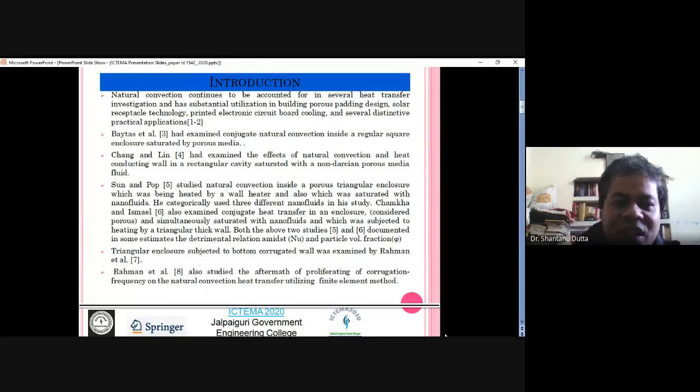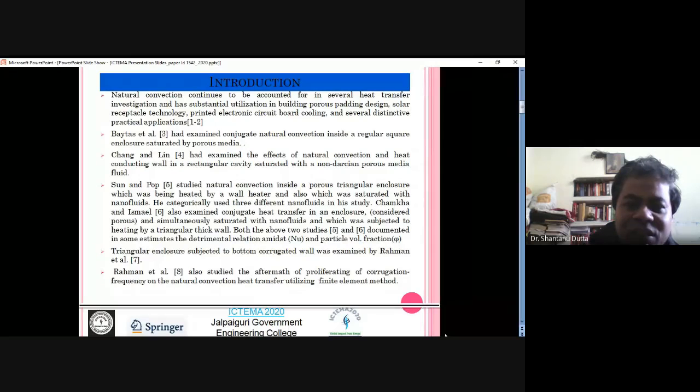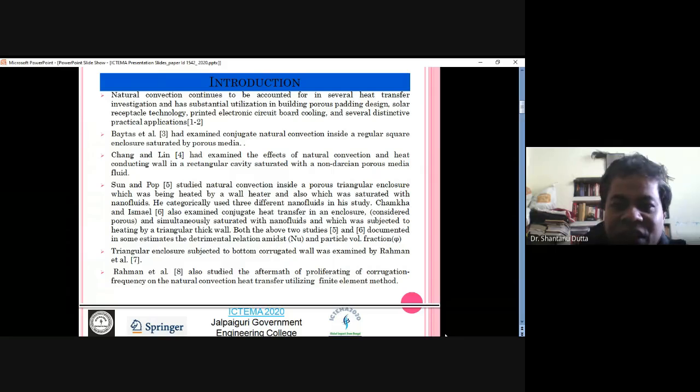In this regard, Beta had examined the conjugate natural convection inside a regular square enclosure saturated with porous media. Chang and Lin had examined the effects of natural convection heat transfer in a rectangular cavity, means a rectangular enclosure, saturated with a non-Darcian porous media. This is one way of solving the porous media fluid. Sun and Pop studied natural convection inside a porous triangular enclosure, heated by a flush-mounted wall heater and saturated with nanofluids. He had used 3 different nanofluids in his study.